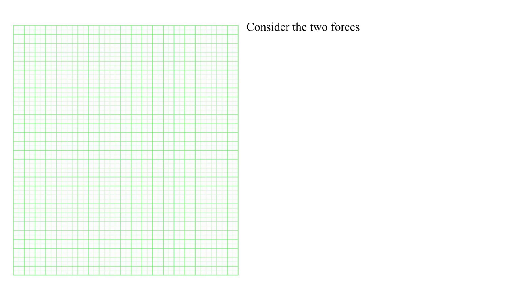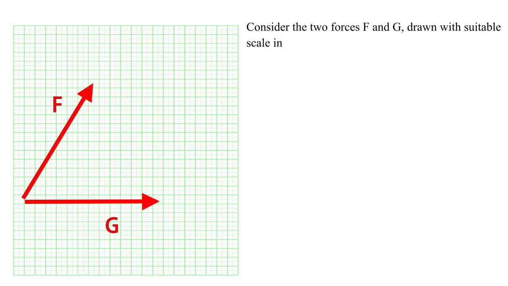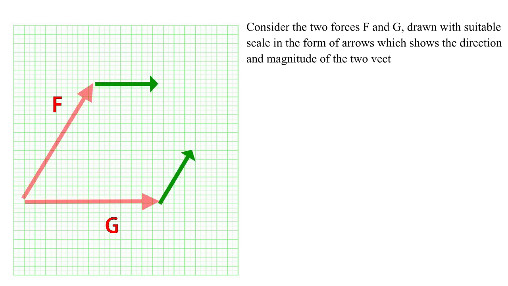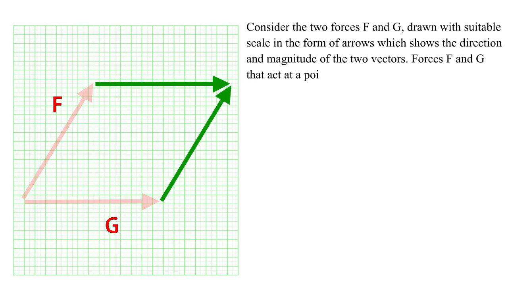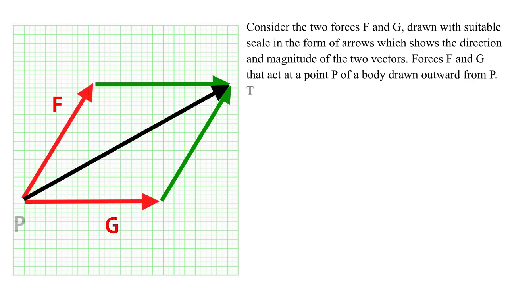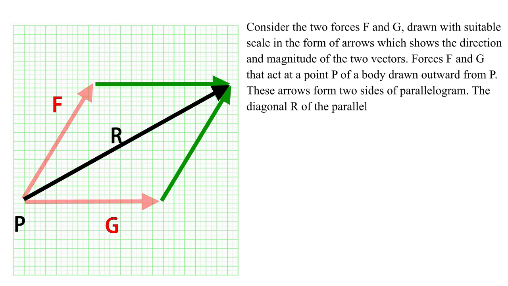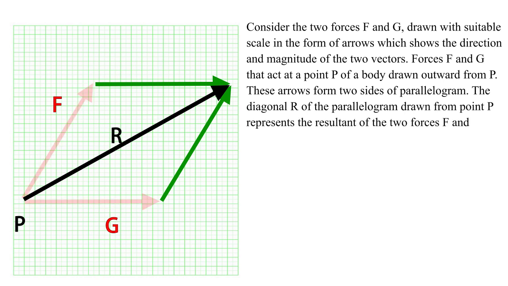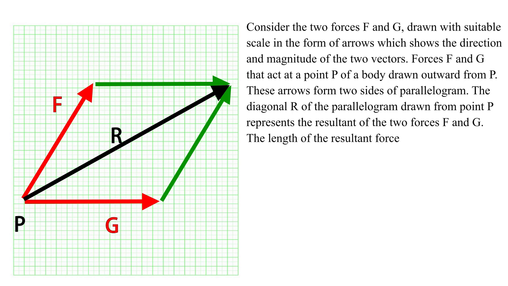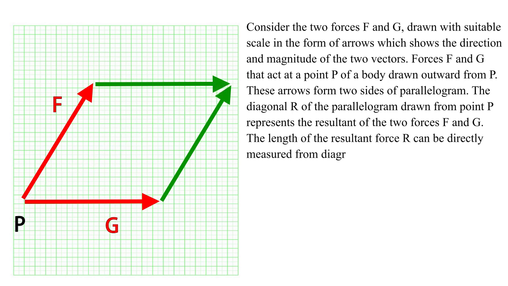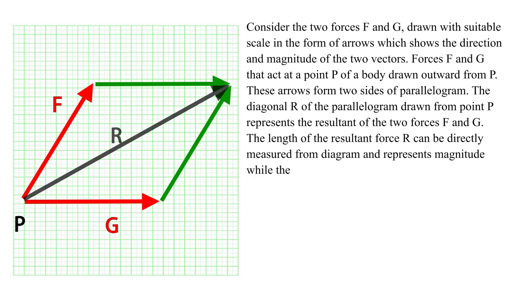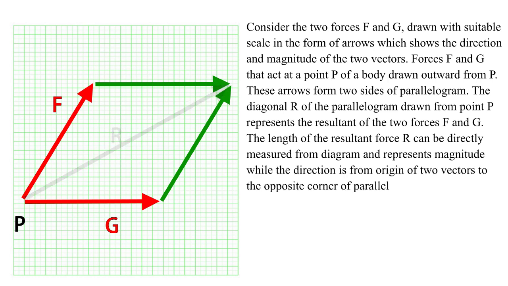Consider the two forces F and G, drawn with suitable scale in the form of arrows, which show the direction and magnitude of the two vectors. Forces F and G act at a point P of a body, drawn outward from P. These arrows form two sides of a parallelogram. The diagonal R of the parallelogram drawn from point P represents the resultant of the two forces F and G. The length of the resultant force R can be directly measured from the diagram and represents magnitude, while the direction is from the origin of the two vectors to the opposite corner of the parallelogram.